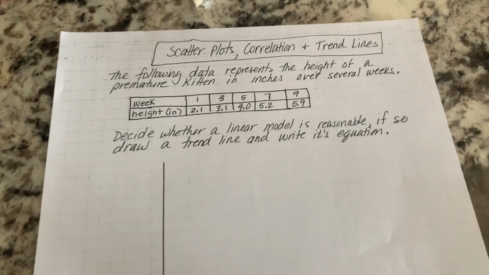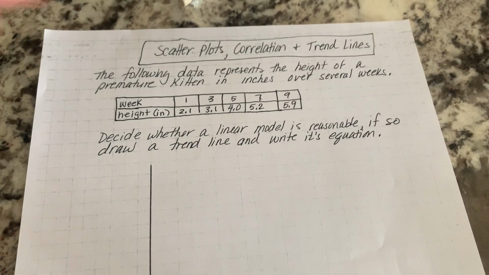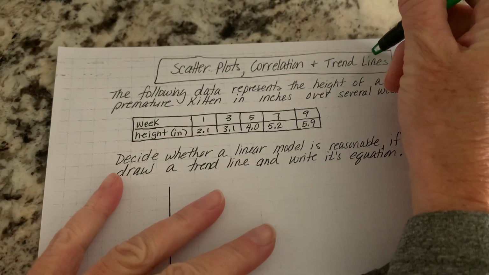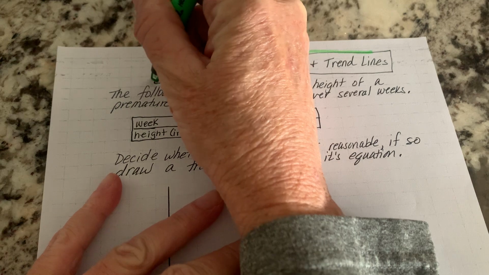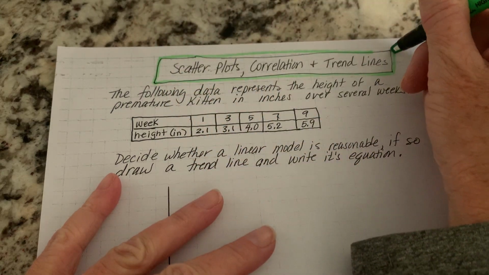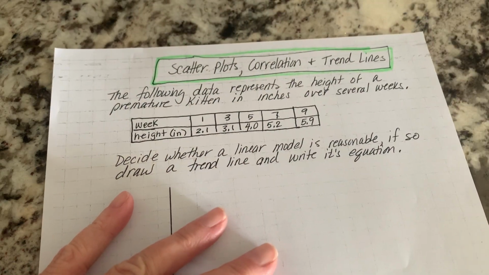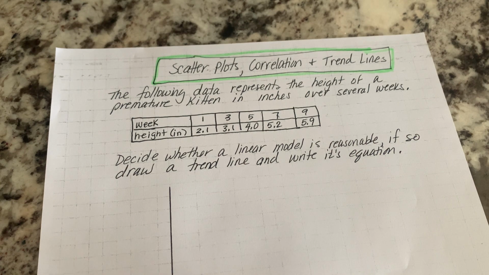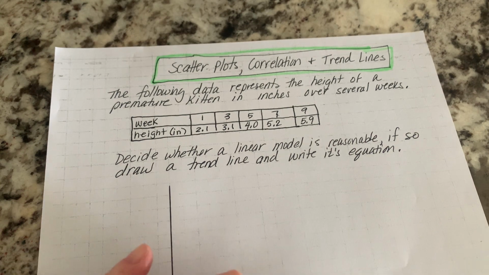Okay, so this lesson is for tomorrow. Tonight's Thursday, tomorrow's Friday. We're doing scatter plots, correlation and trend lines. This should be a review. And then we're going to do an activity on Monday that goes with this, like a stations activity, something like that.